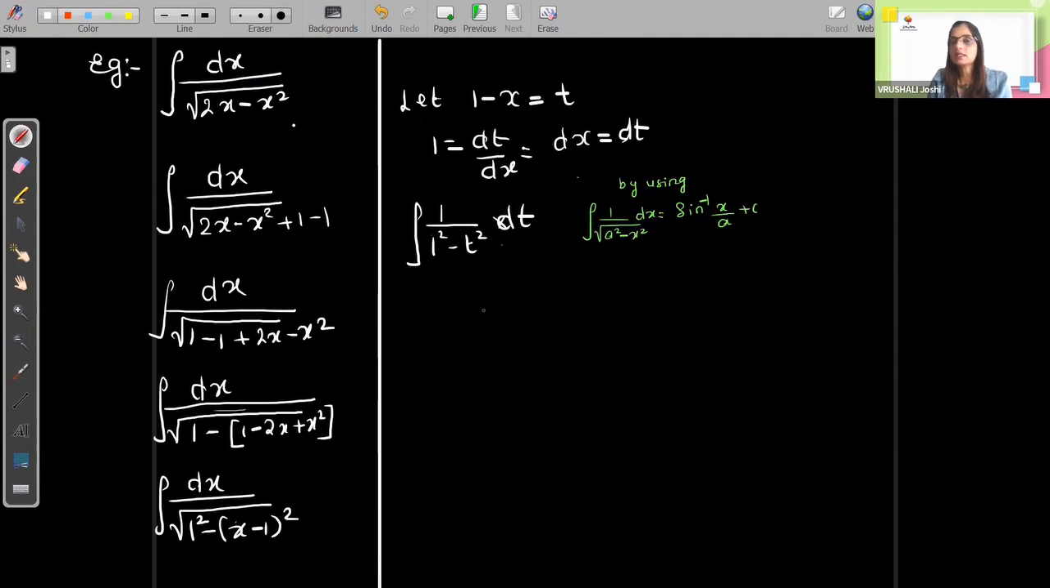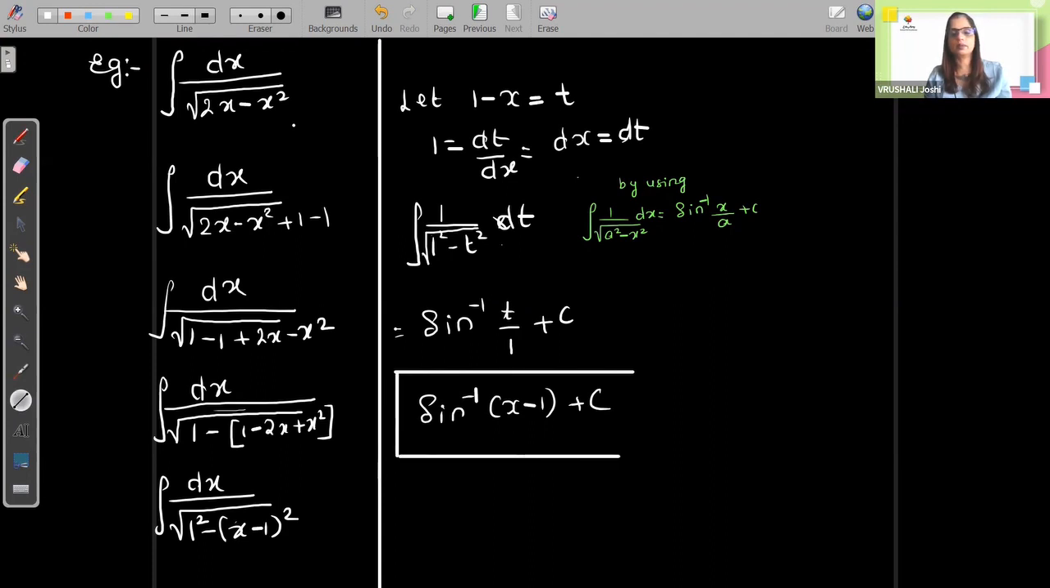So how will we do this now? Root of 1 minus t square, we put t in place of x. Sorry, I forgot to put the root here; the root is actually there. So now this will give you the answer: sine inverse of x by a, and our x is t, so this will be t by 1 plus c. That's all the answer is. You put in the value of t. It is equal to sine inverse of x minus 1 by 1, which is the same, plus c. So this becomes your answer.